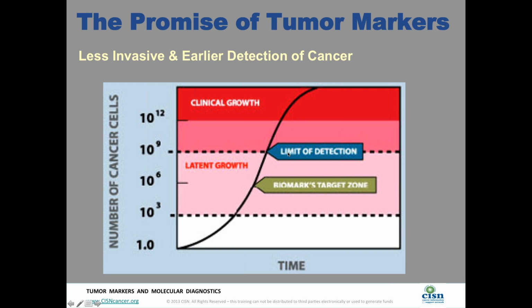And so that's the hope of tumor markers, that we will find it here or even lower. If we can find it way, way, way down here, that would be so much better. Then we really would have early detection, and we really could change the course of someone's treatment and possibly outcome. So I like this slide a lot because it shows where we sort of are and where we hope to go.